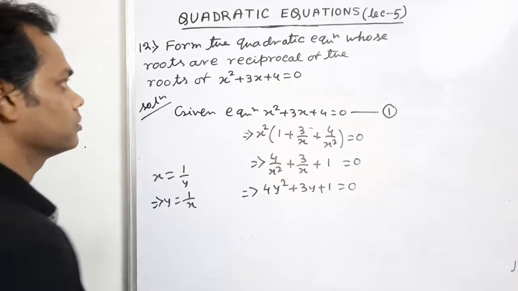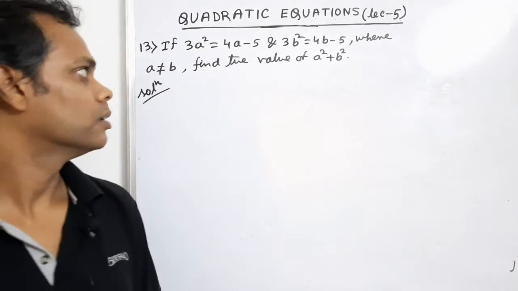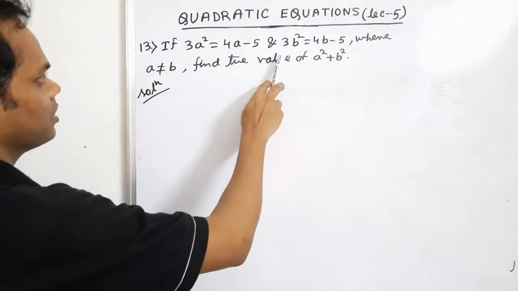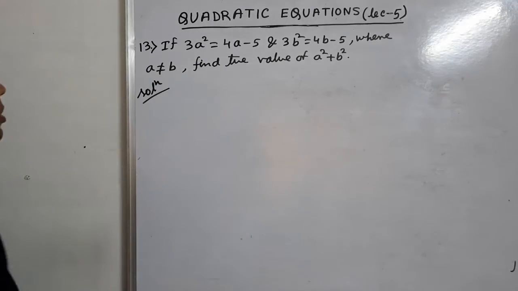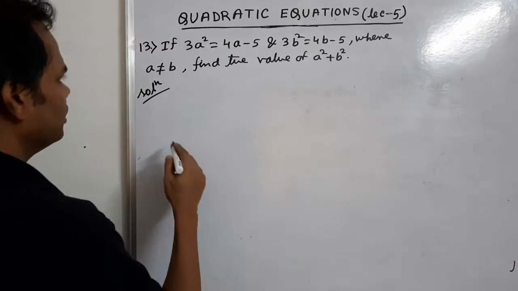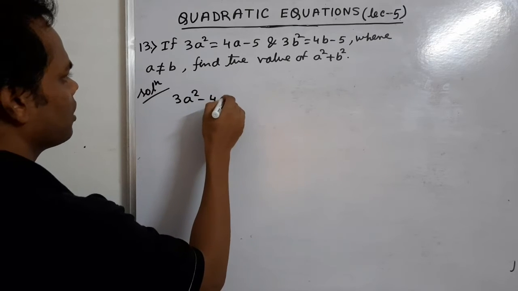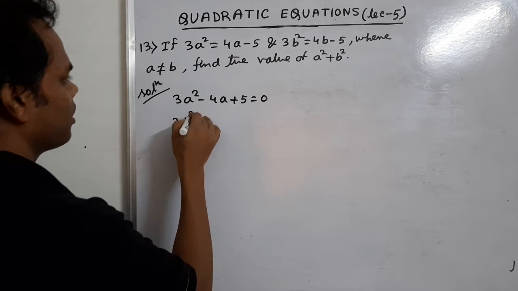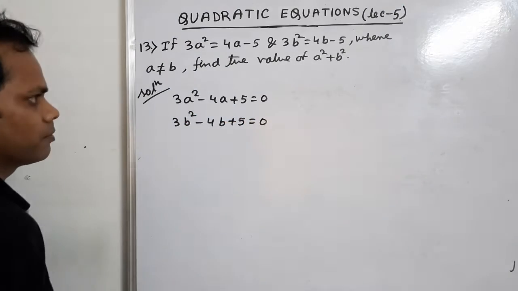The next sum is: if 3a square equals 4a minus 5 and 3b square equals 4b minus 5, where a not equal to b, find the value of a square plus b square. Then the given relations can be written as 3a square minus 4a plus 5 equal to 0 and 3b square minus 4b plus 5 equal to 0.